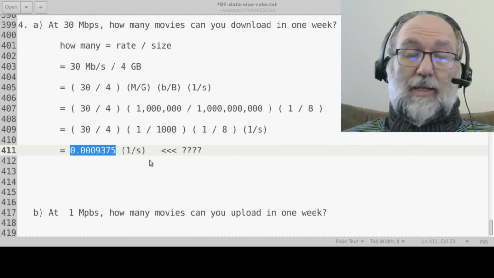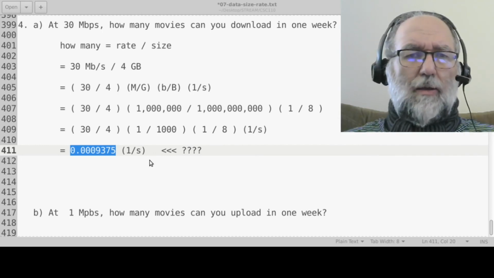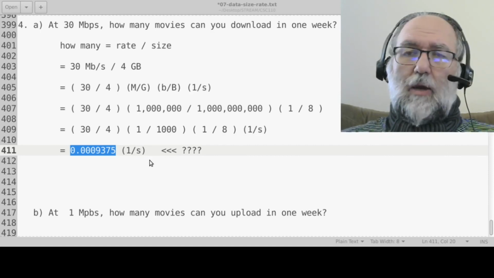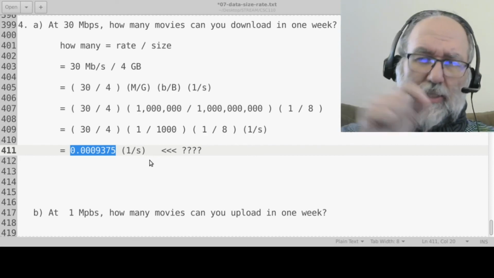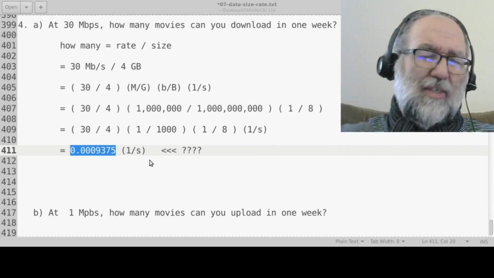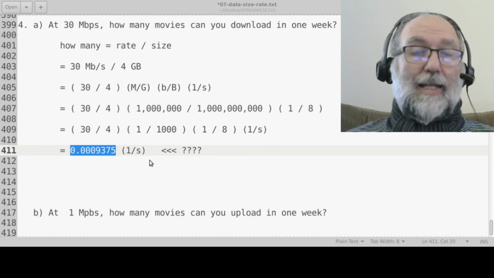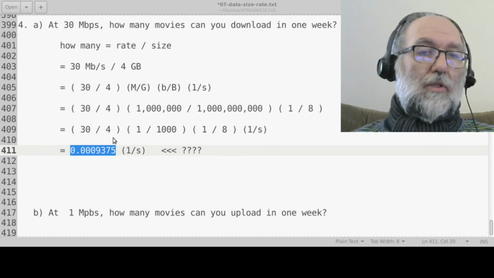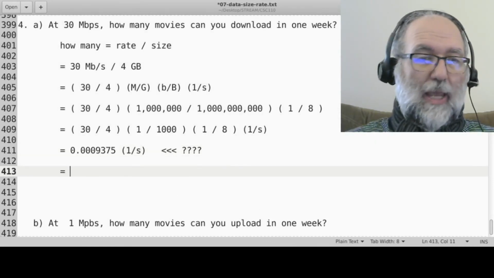That doesn't answer the question, because I said how many can you download in a week? It's like nonstop downloading of movies for 1 week. Why you'd want to do that, I don't know. But let's suppose you did. If you only wait 1 second, you only get a fraction, but then you get the same fraction each second, and that adds up. So that's how many you get per second. But now you want to ask, how many will I get in a week?